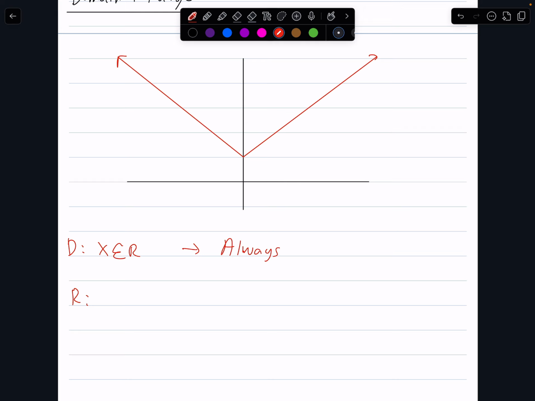But the range is where things change. The range is where that point is. So let's say this is at 1. The range is y is an element of the real where y is greater than or equal to 1. So it changes.